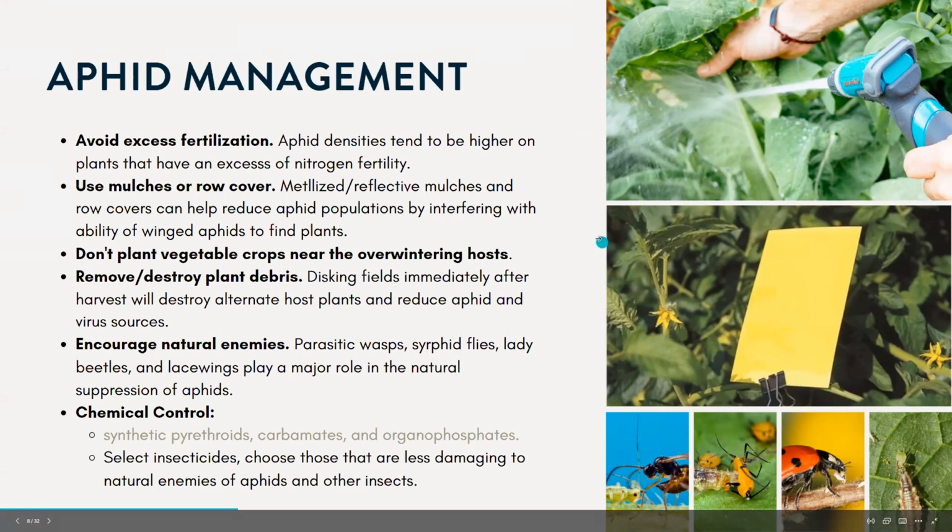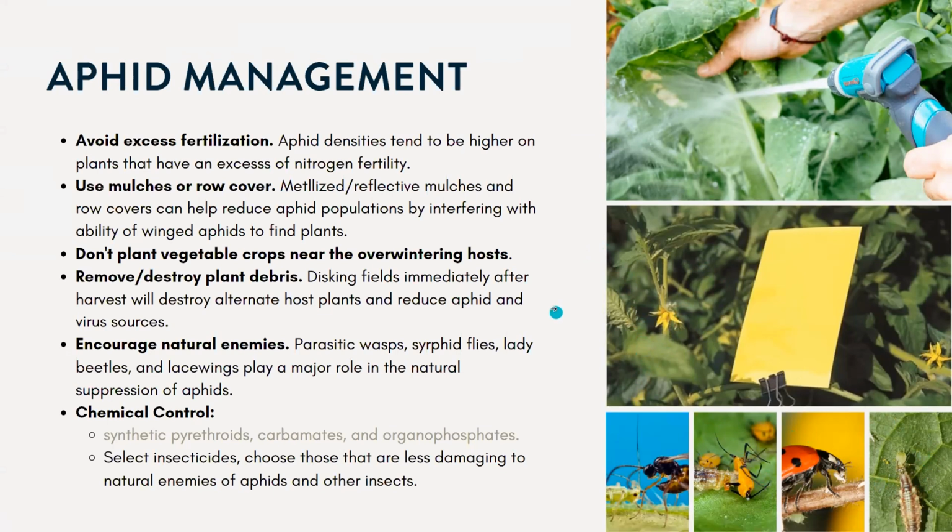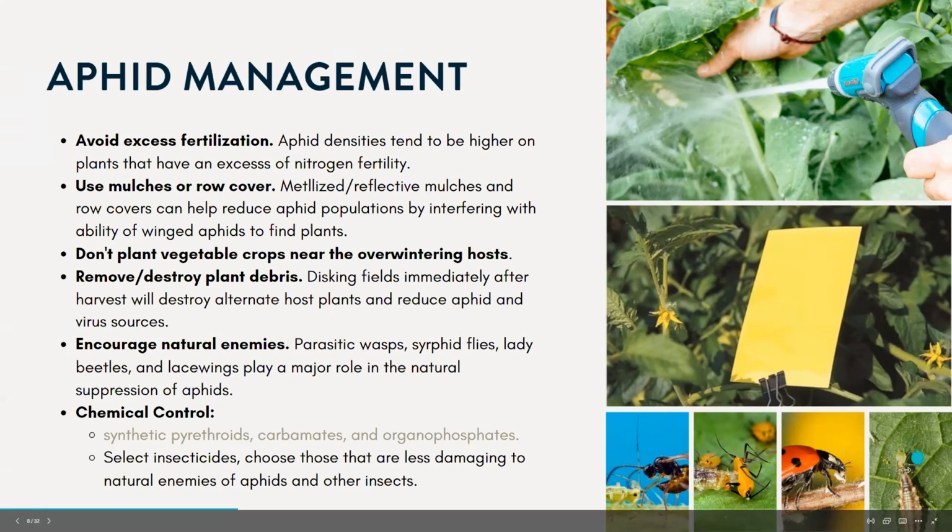And there are pesticide options, both synthetic and organic, available if you feel that the aphid problem has reached a threshold and you're noticing the spread of the virus. A lot of synthetic pyrethroids, carbamates, and organophosphates work well. But of course, you want to be mindful when spraying to avoid harming the populations of these beneficials.